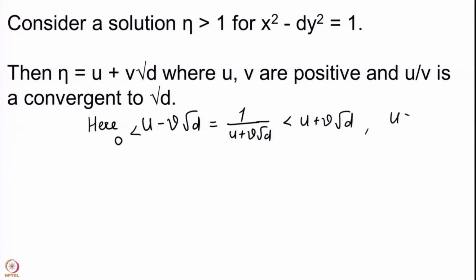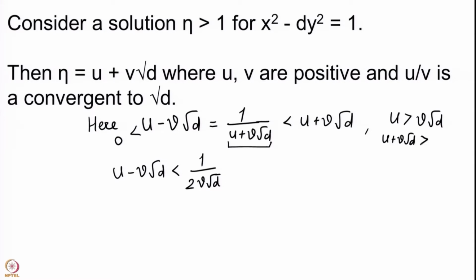So, that tells you that u has to be bigger than v root d, and putting that here we get that u minus v root d has to be less than 1 upon 2 v root d. Since u is bigger than v root d, u plus v root d is bigger than 2 times v root d, and so the reciprocal is less than 1 upon 2 v root d.